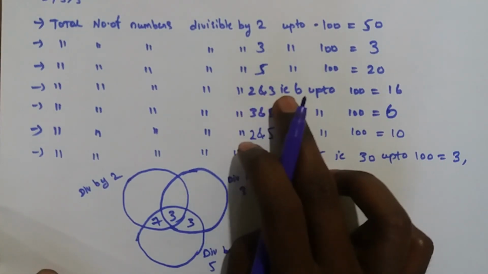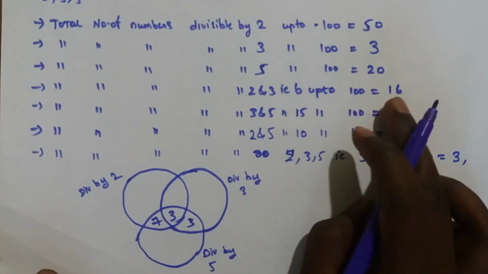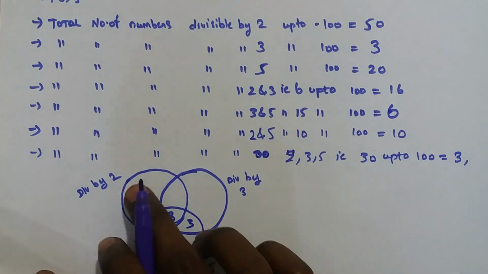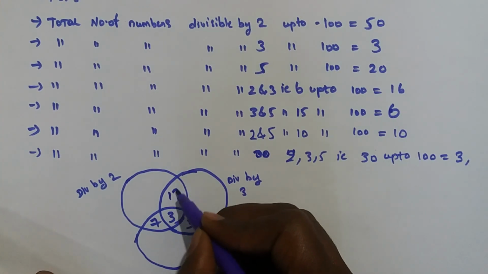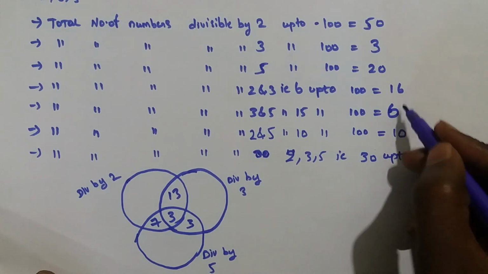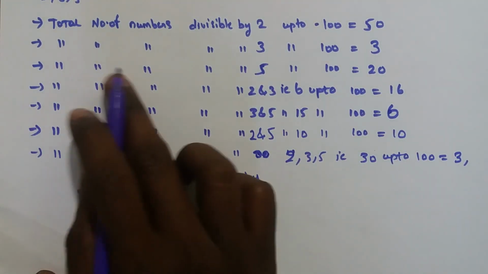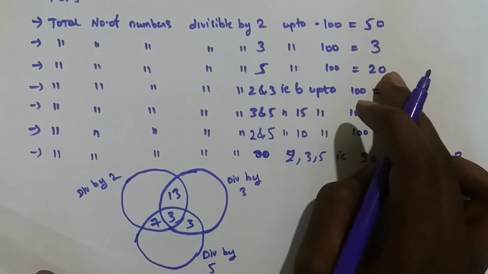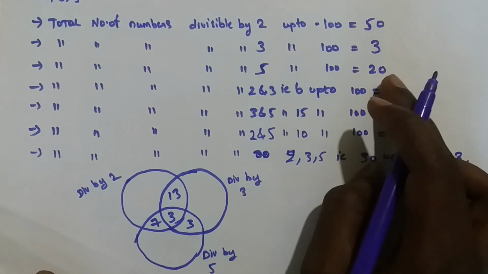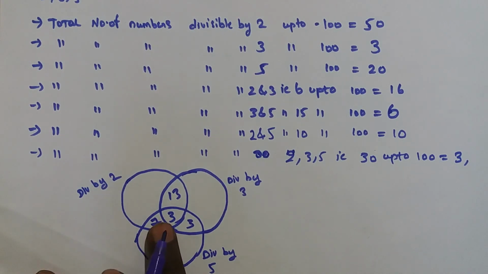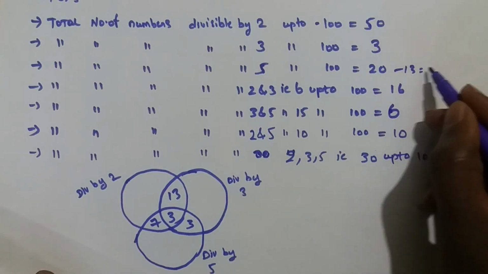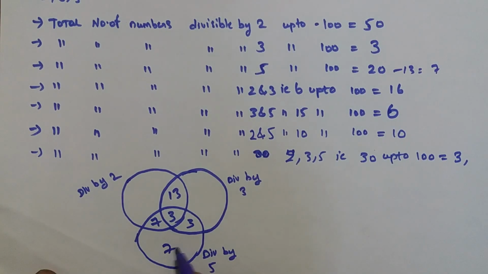అలాగే ఇప్పుడు 2 and 3 that is 6, divisible up to 100 is equal to 16 times. 16 times కాబట్టి 2 and 3 is equal to ఎంత వస్తుంది? 13 వస్తుంది. 13 plus 3 is equal to 16, రైట్. ఇప్పుడు ఇది అయిపోయింది. Now total number of numbers divisible by 5 up to 100 is equal to 20, right. Now see here 7 plus 3 is 10, 10 plus 3 is 13. 20 minus 13 is equal to 7, right. Now we got the answer here, 7.